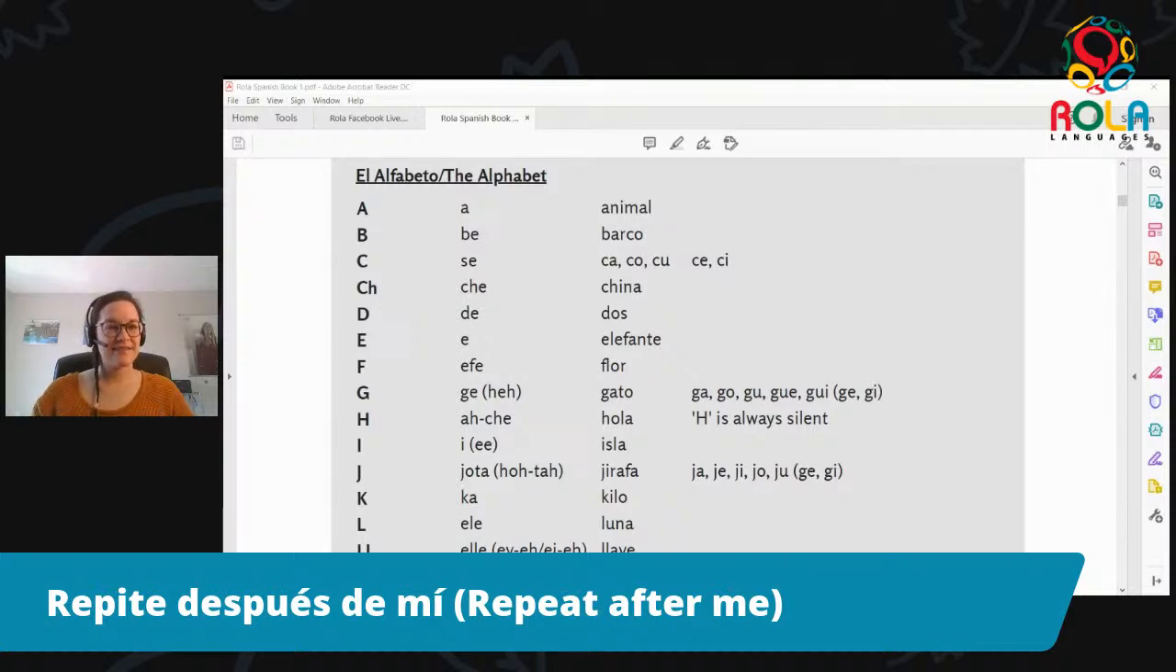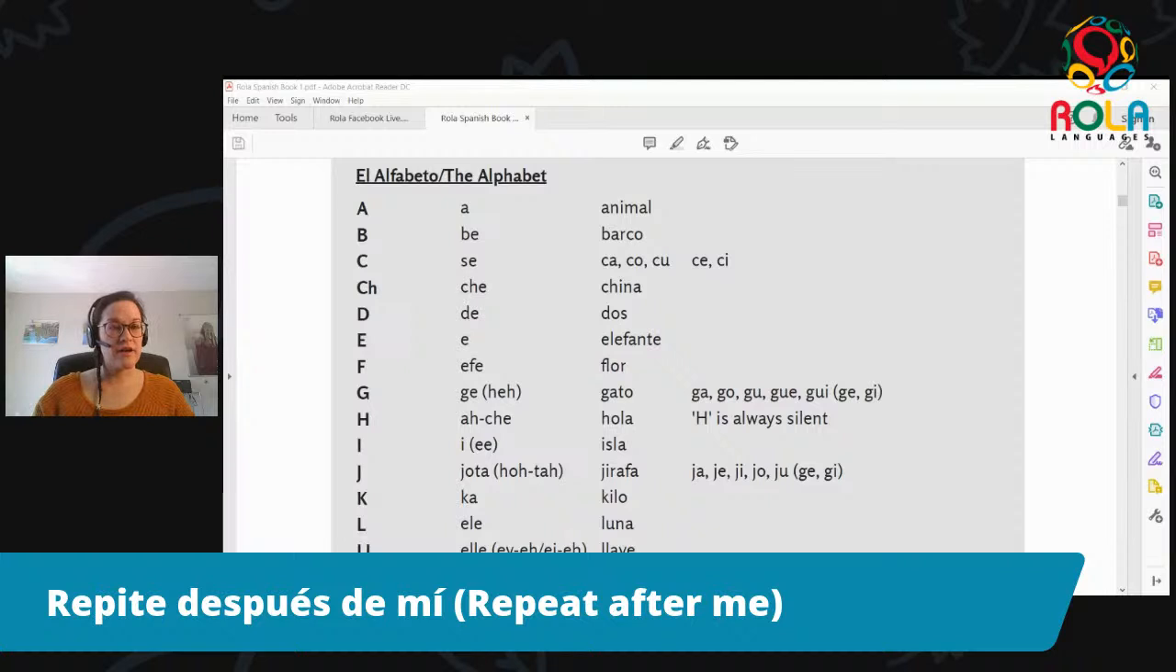A. And our example word here is animal. Animal. So that's A. And then next we have B. B. Like barco. Barco. Next we have C. C.